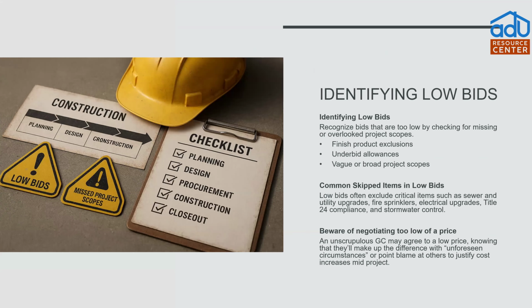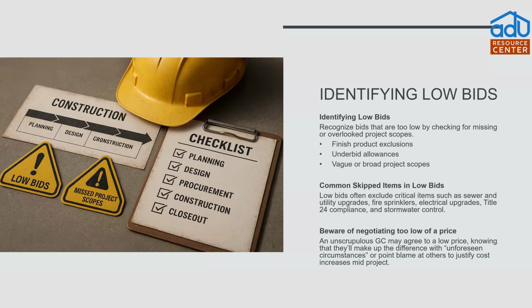All right. So, identifying low bids with contractors, because frankly, low bids are where all the horror stories come from. When you're looking through a contractor's proposal, look for things like finished product exclusions, allowances that are under market value.